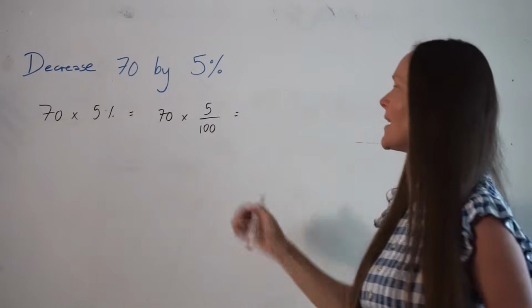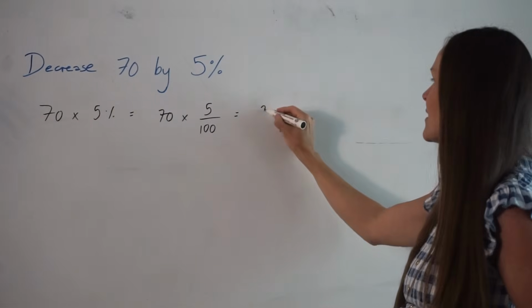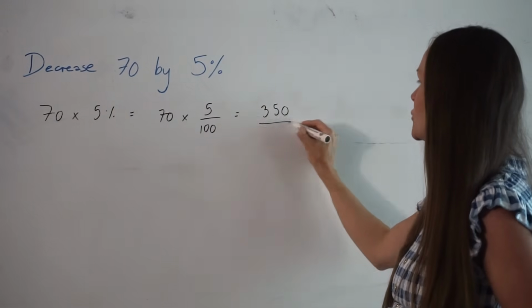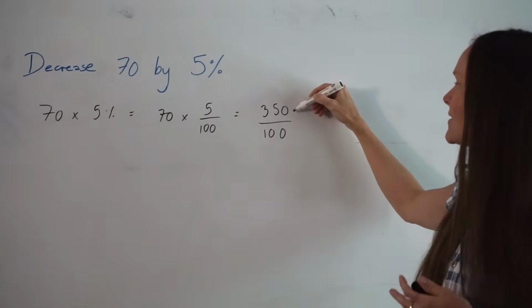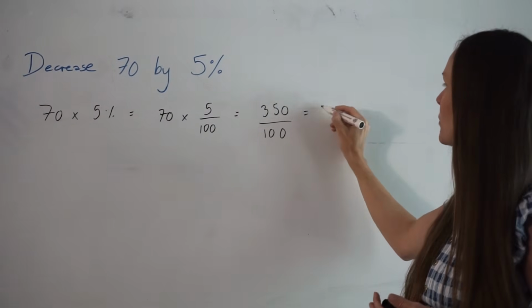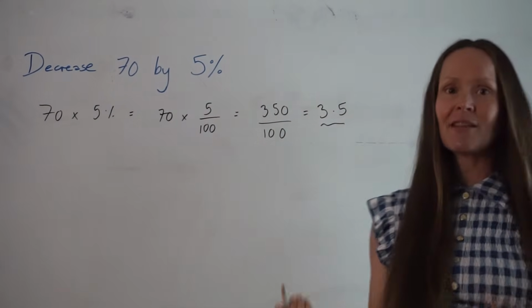If we calculate this, 70 multiplied by 5 is 350, and we're dividing by 100. That means the decimal point here has to move 2 places to the left, so we're left with 3.5. So this is 5% of 70.